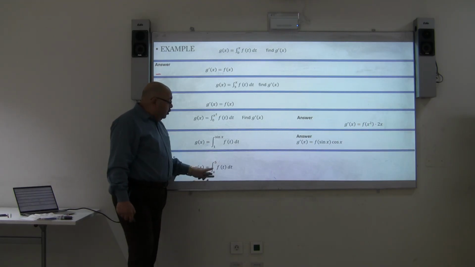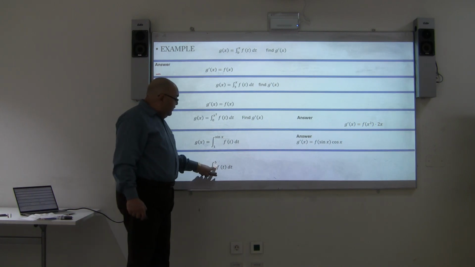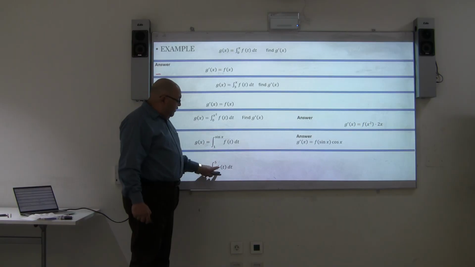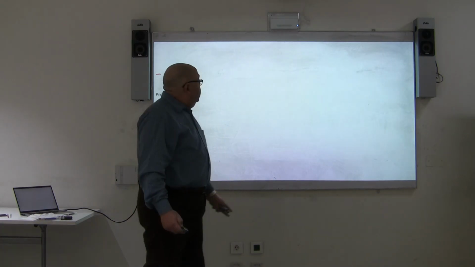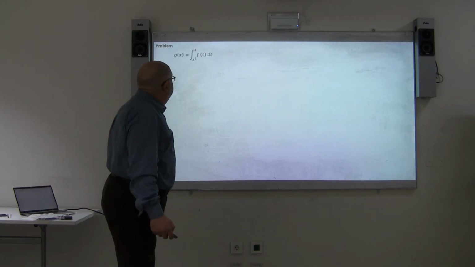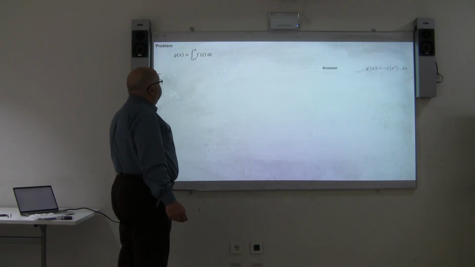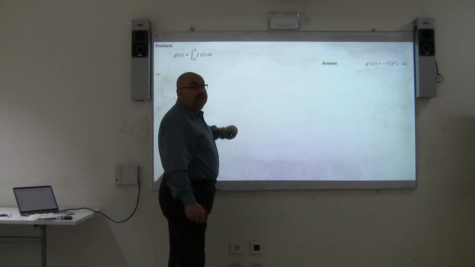What if the variable was on the lower limit, not on the upper limit? In this case, I will add a negative sign, because you are making a substitution. So it is f at 5 times the derivative of 5, which is 0. So the first part will be cancelled, and then I will have minus f of x times 1. So the answer is negative f of x. Once more, if you want to get trained on this one, this is the integral from 4x squared of f of t dt. So once more, g dash of x is going to be f of x squared times 2x, but with a negative sign, as you can see.